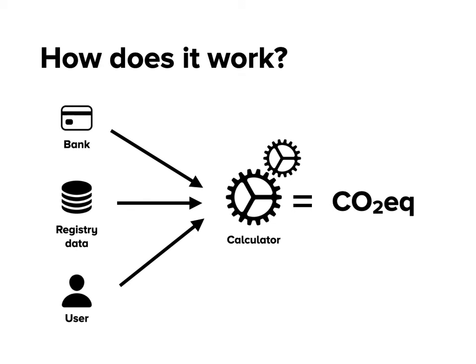Just to quickly describe how it works, the calculator makes use of three main types of data in order to calculate emissions. The user fills out a climate profile about their lifestyle and habits, and this is combined with transaction data from the user's bank account as well as with registry data, such as energy declaration on the user's house or home, resulting in a carbon footprint in CO2 equivalents. It is also possible to use Svalna without connecting your bank account to the app, and in that case, the footprint provided is based upon the climate profile as well as registry data.